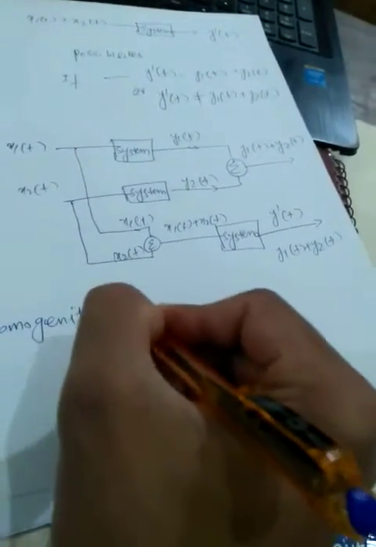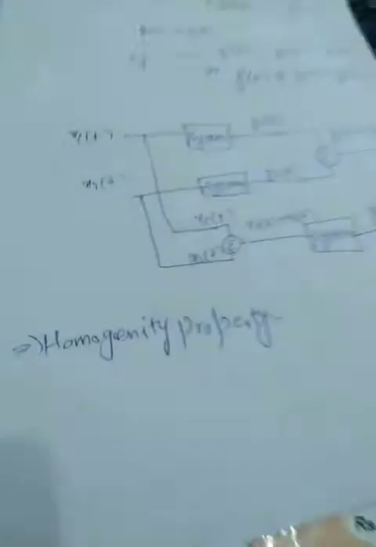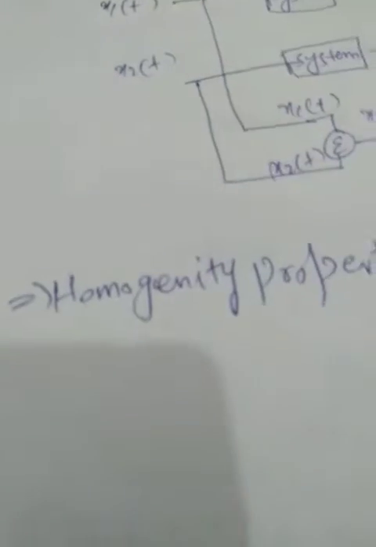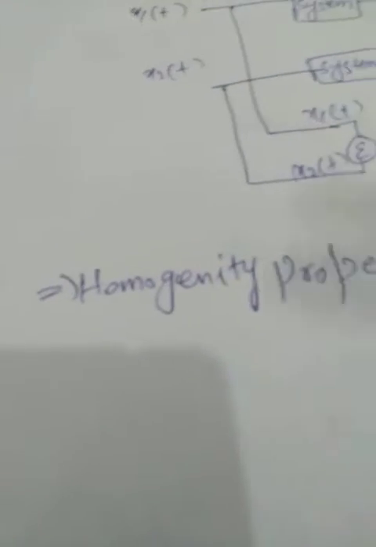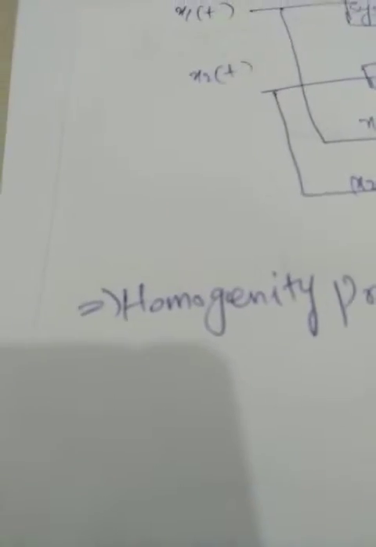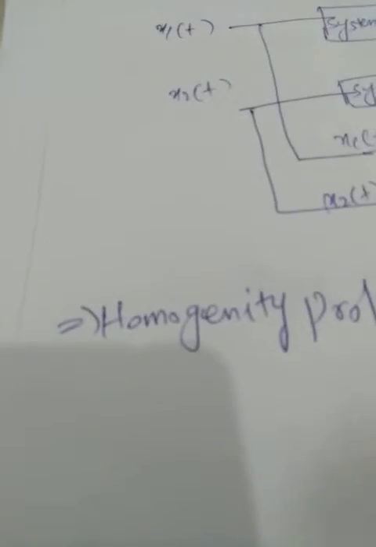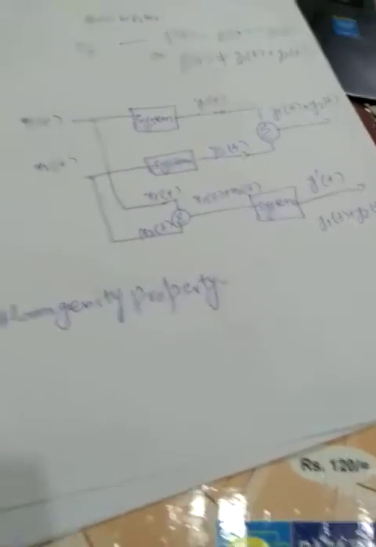Homogeneity property. Till now we have just been looking at the details of the systems. In the next lecture we will discuss the examples in more detail, so that we may be able to understand all these things very clearly. So what is the law of homogeneity?